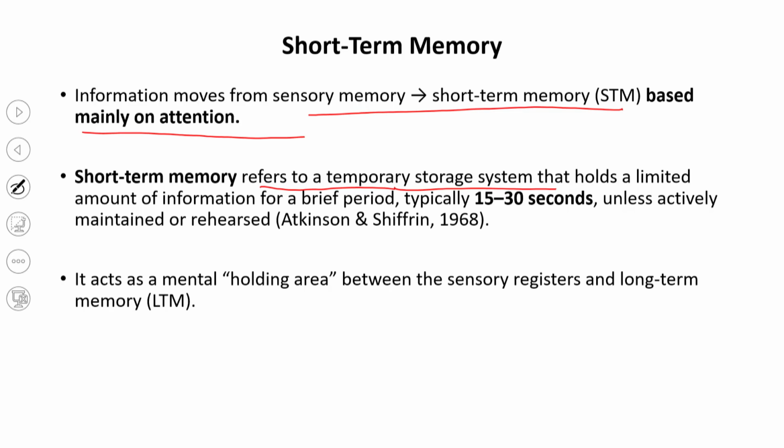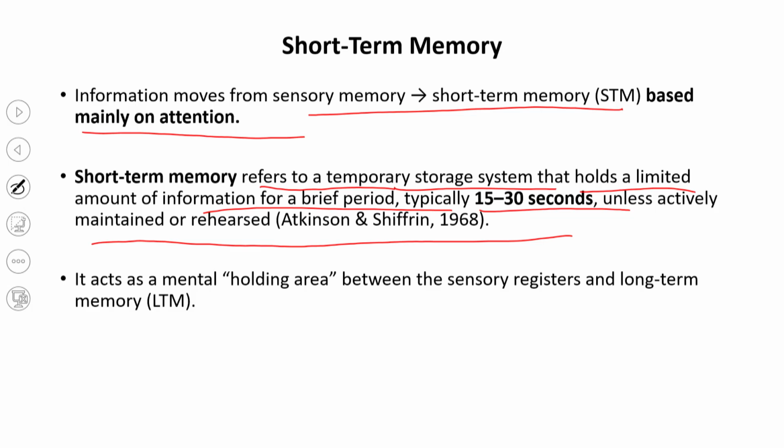It is a temporary storage system that holds a limited amount of information for a brief period, typically 15 to 30 seconds, unless actively maintained or rehearsed. So, if you pay attention, the information moves from sensory to short term memory, and stays for about 15 to 30 seconds. If you process it further, like you rehearse it, then it will go to the long term memory, otherwise it will fade away.